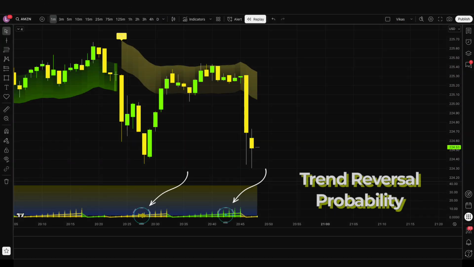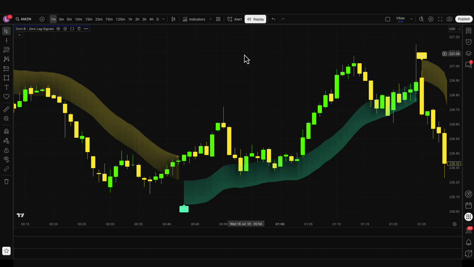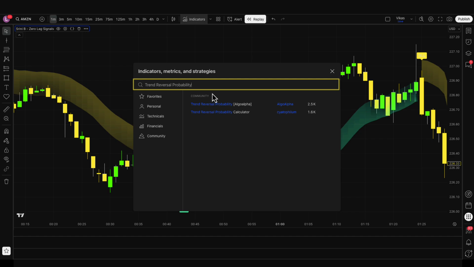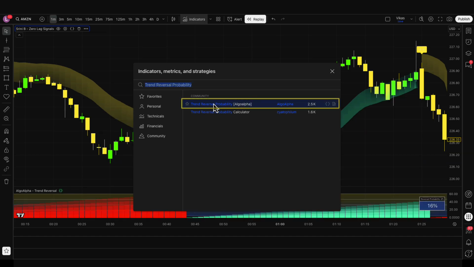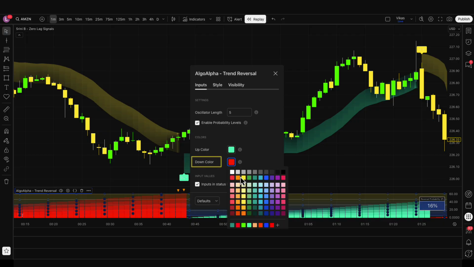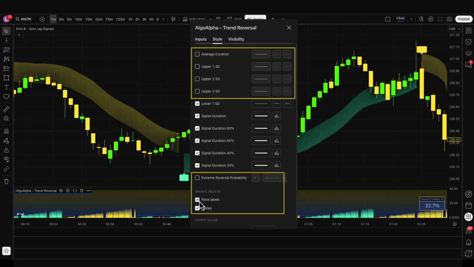The green and yellow color line indicator we see in the chart is the trend reversal probability indicator. We will search trend reversal probability indicator in the search box of TradingView. After that, we have to click on the trend reversal probability option, in which we have to change some settings. We have to change this oscillator length option from 20 to 5. We have to change this down color option from red to yellow. We need to hide these options.